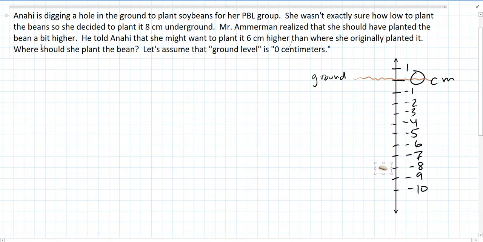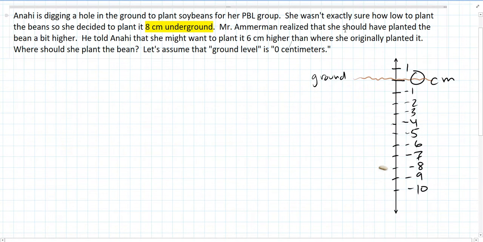Okay, so this is a quick review on integers. So we have Anais digging a hole in the ground to plant soybeans for a PBL group. She wasn't exactly sure how low to plant the beans, so she decided to plant it 8 centimeters underground.